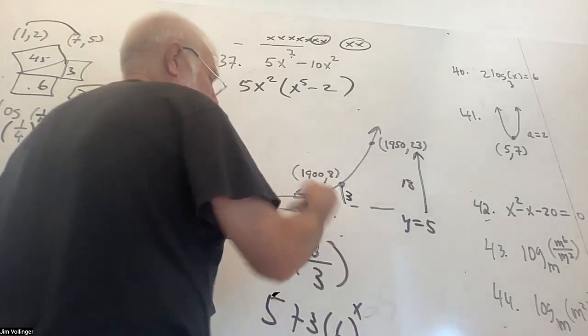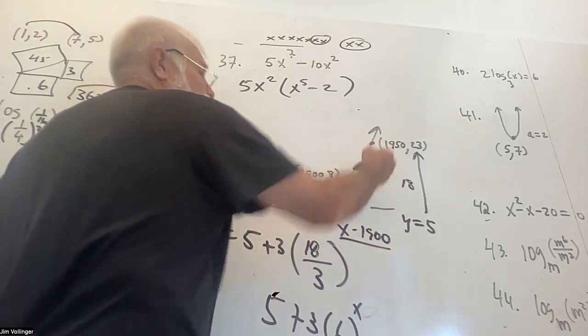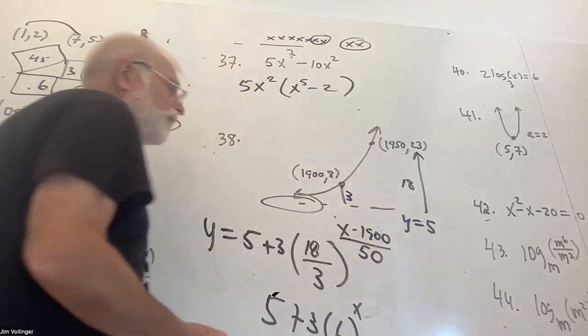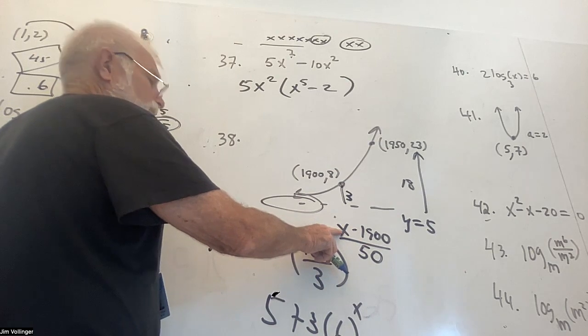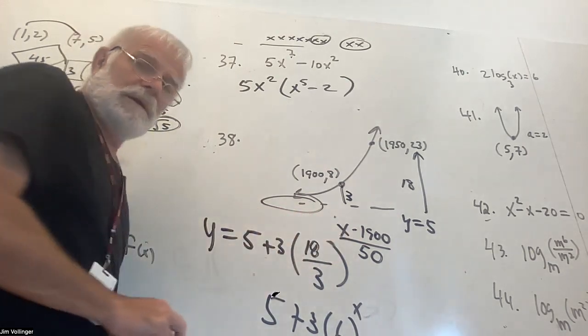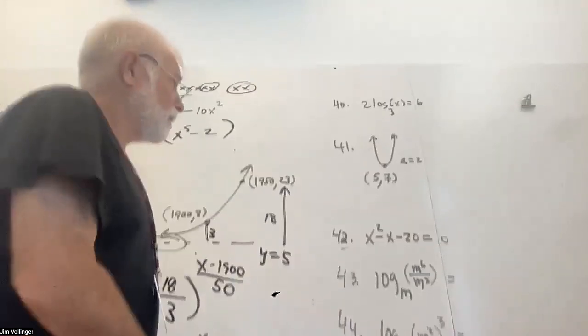Sixth power. 1900, x minus 1900. And from 1900 to 1950, 50 years elapsed. You should throw the number 1900 in. You should throw the number 1950 in to see how this works. You're going to have to deal with it every day for the rest of the term.